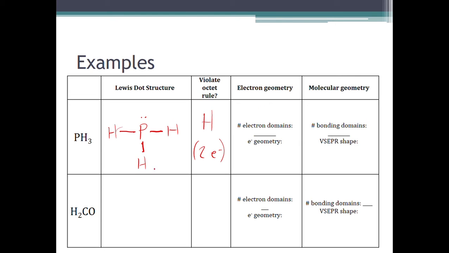For electron geometry, we'll count our total electron domains. So we've got a lone pair, and a bond, and a bond, and a bond. So those are 4 electron domains. And if you have 4 electron domains, remember 4 is tetra, the electron geometry is tetrahedral. For bonding domains, we are only going to count the bonds. So this lone pair doesn't count anymore. We have 3 bonding domains, but 4 electron domains. That means we have 1 lone pair.